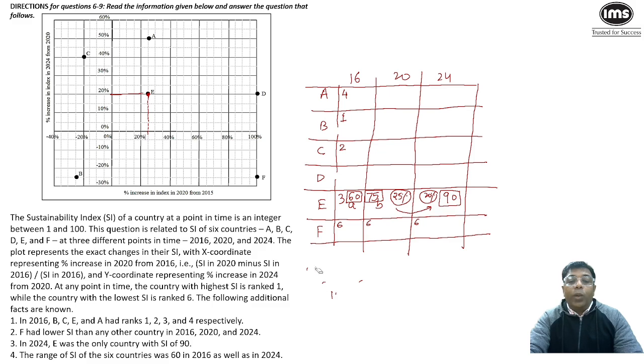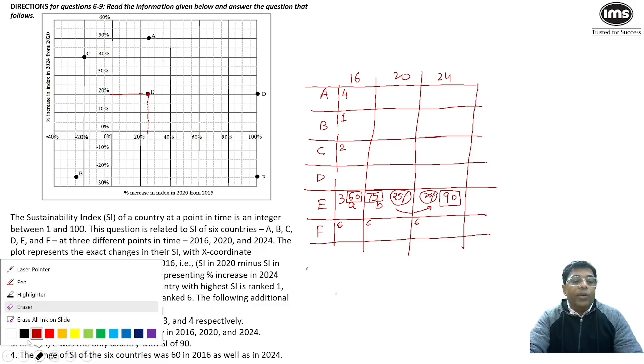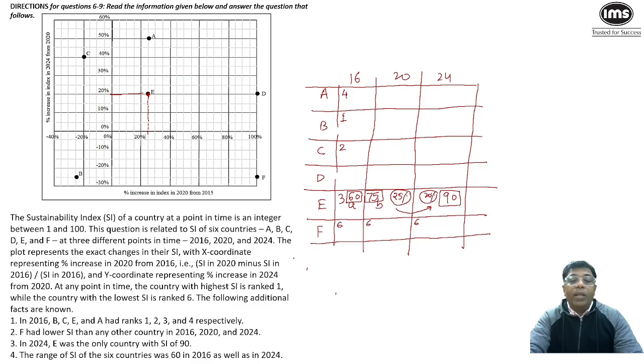Now what is the next point? Next point says the range of SI. Now range means minimum and maximum value. The range of the 6 countries was 60 in 2016 as well as in 2024. So in 2016 range is 60. It means highest minus lowest has to be 60. And same is true with 2024.